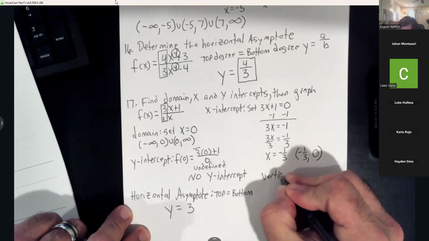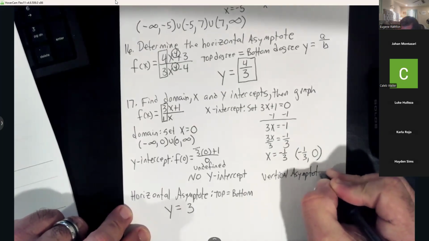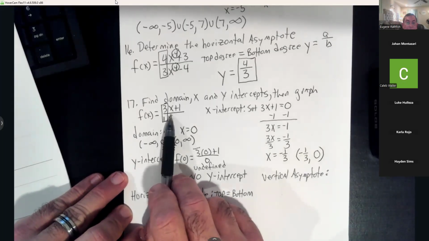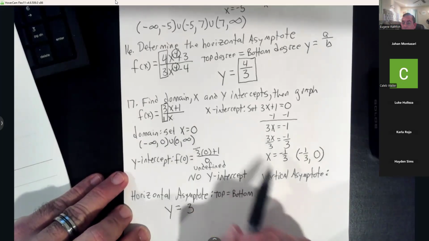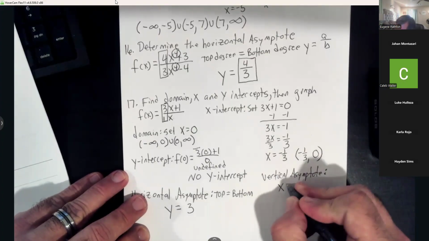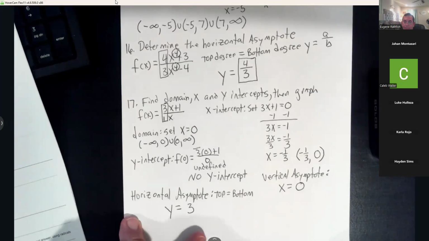My vertical asymptote: y'all, the vertical asymptote, you find it the same way you found the domain here. So that means you're going to set the denominator equal to 0, and you get x equals 0 for your vertical asymptote. Okay?